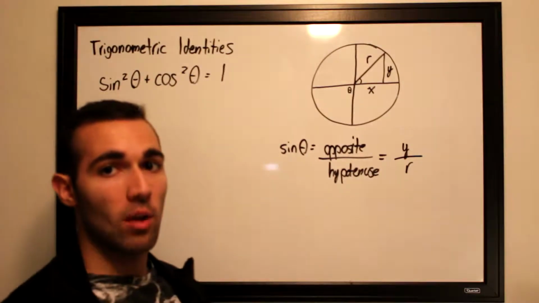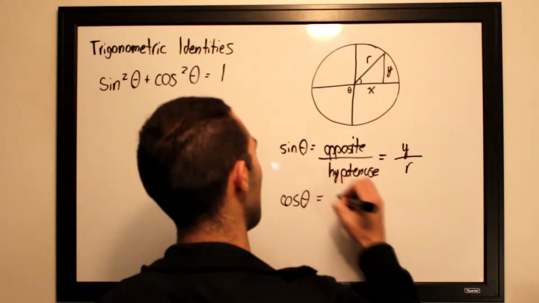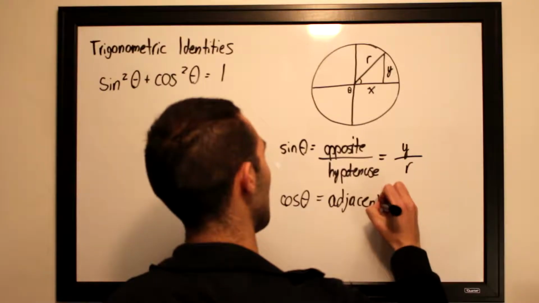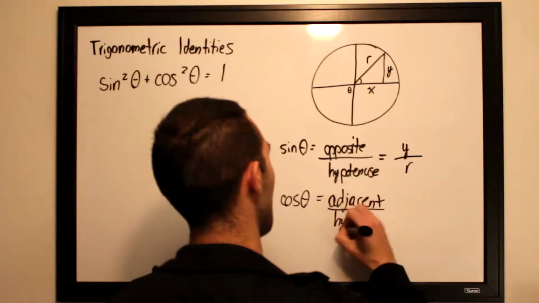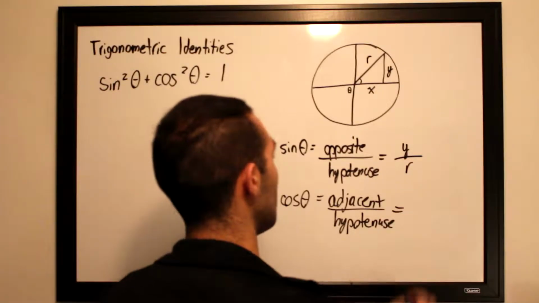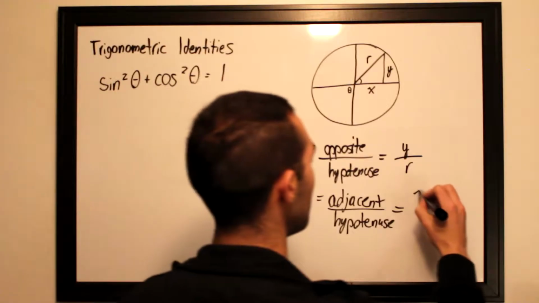Now we can do the same thing with the cosine. The cosine of theta is generally defined as the adjacent portion of the triangle divided by the hypotenuse. And according to this triangle, the cosine is going to be x divided by r.